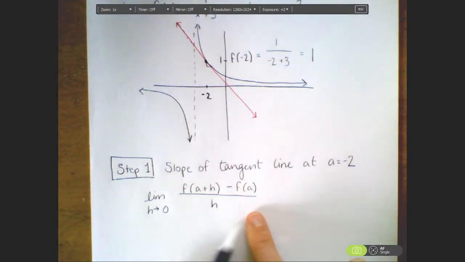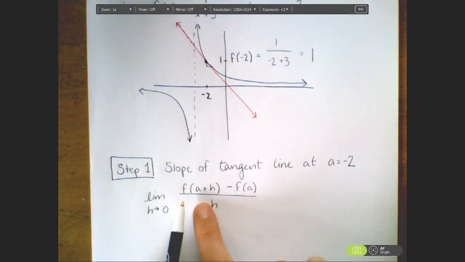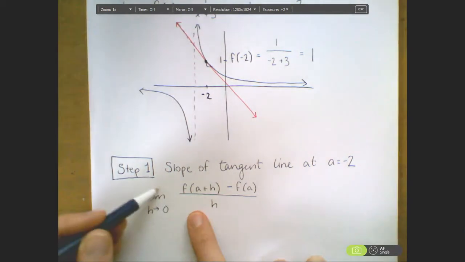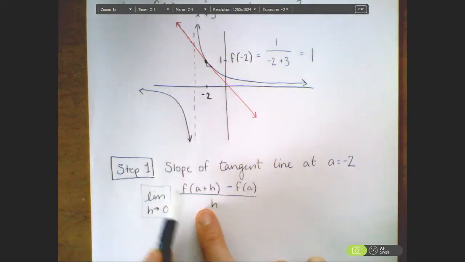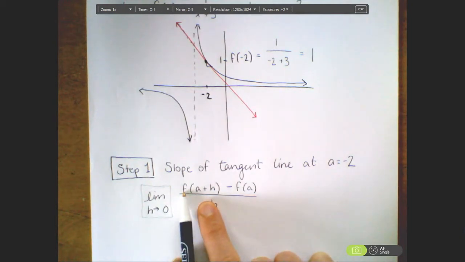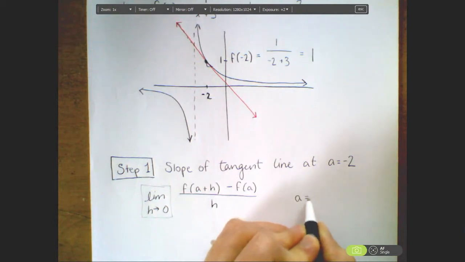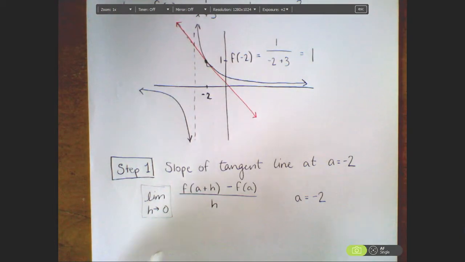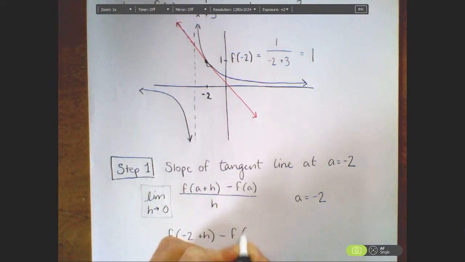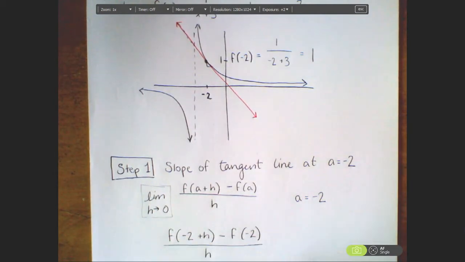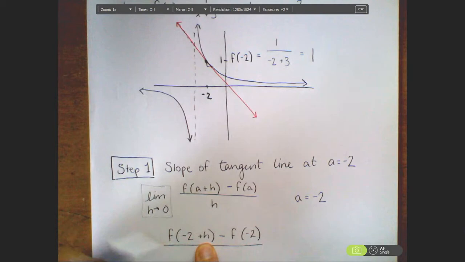Let's plug in some of the information that we know about this function. So first, I'm going to drop the limit notation because I'm going to write out a lot of algebra, and I don't want to have to rewrite that, but that's going to be implicit here. We're going to look at what is f of a plus h. Recall that in this case, a is equal to -2. So I can plug that in, and I say that this is f of -2 plus h minus f of -2 all over h.